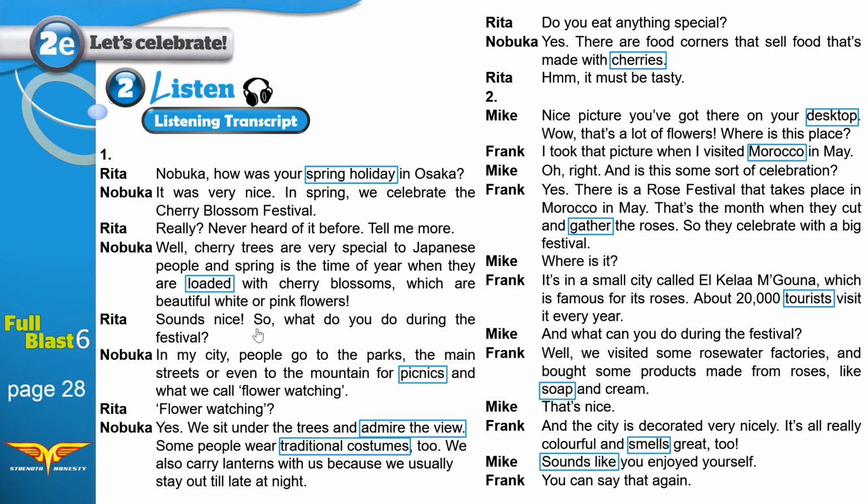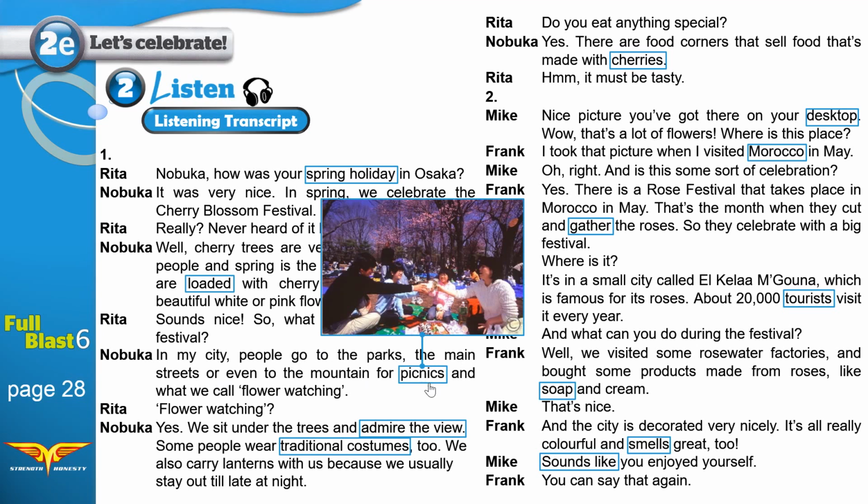Sounds nice. That seems interesting. So, what do you do during the festival? Well, in my city, people go to the parks, the main streets, or even to the mountain for picnics. What is a picnic? A picnic is that you go outdoors to the parks, to the streets, to the mountains, and you bring packed lunch with you, and you eat it with your friends and family. Packed lunch, like a small meal. And what we call flower watching.